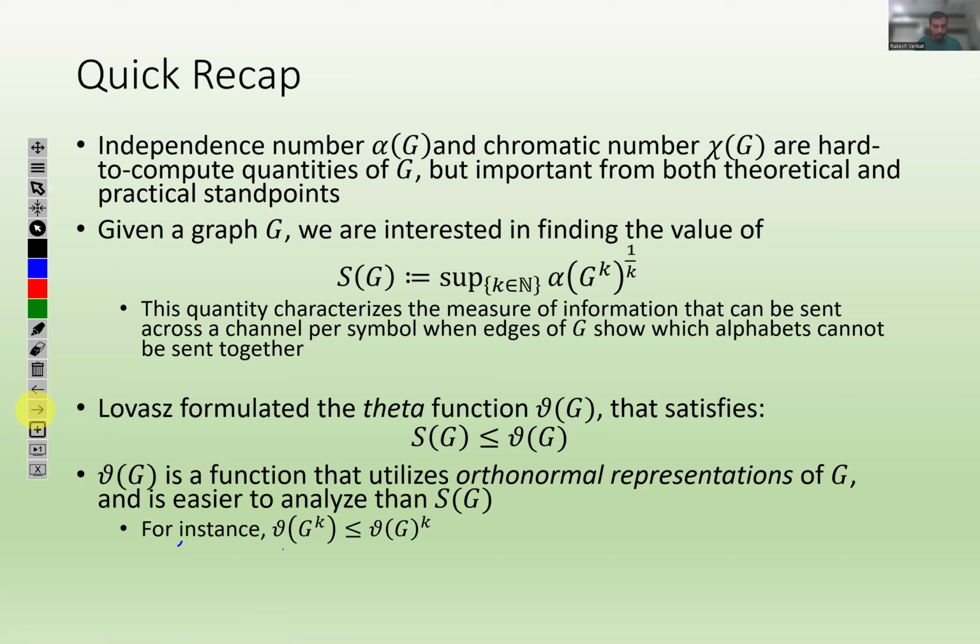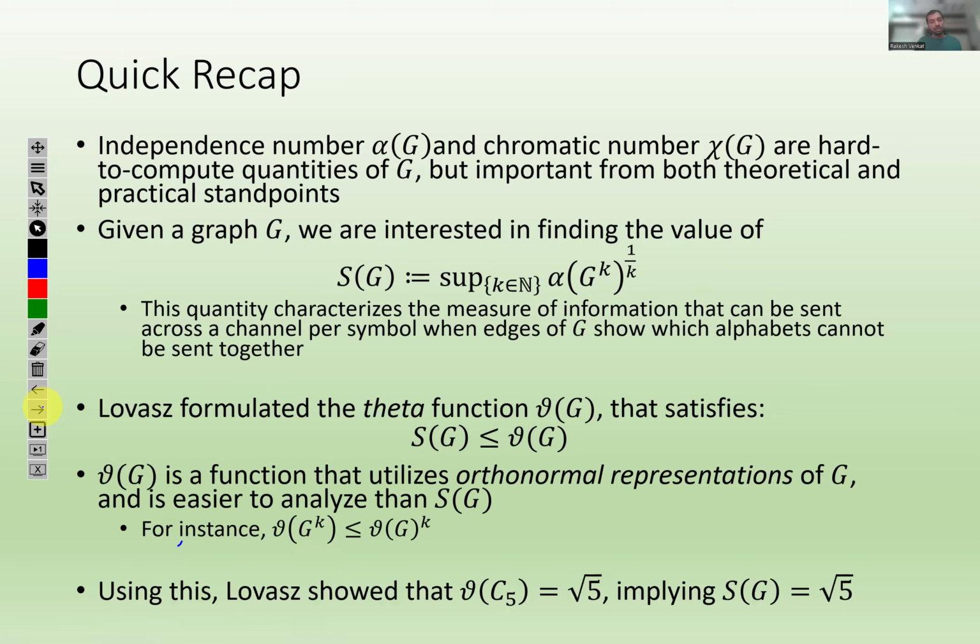In particular, the theta function has this multiplicativity property that theta of the k-fold graph product is at most the theta of the original base graph raised to the power k. In fact, it is equality, but we didn't prove the equality. We proved the inequality yesterday, right? And then using this, Lovasz could show that for this very nice graph C5, the Shannon capacity is square root 5. And if you recall, the theta function is related to a certain geometrical representation of the graph G, which we called an orthonormal representation.